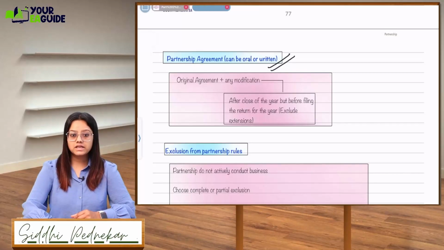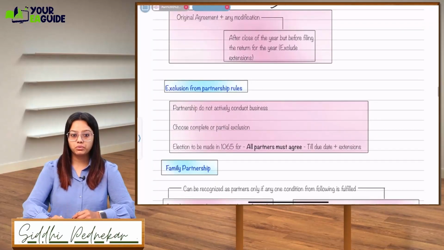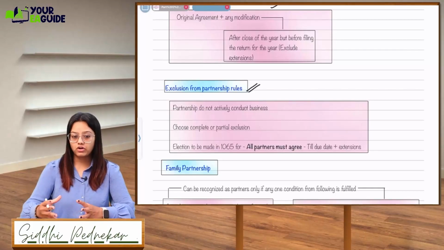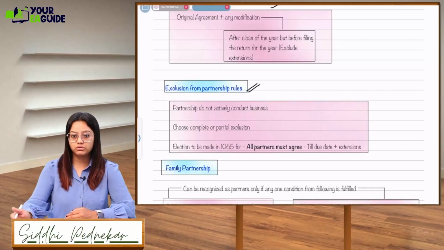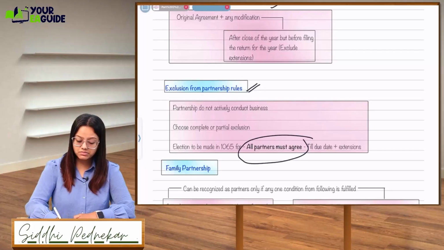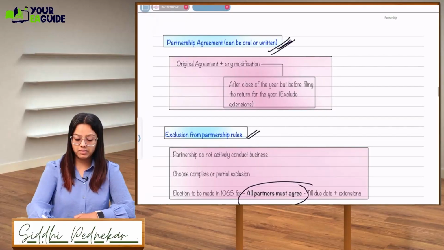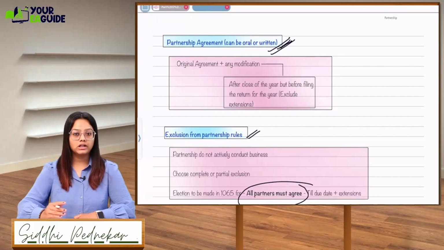Next is exclusion from a partnership rule. Let's say you are not earning profit, or you don't want to follow the partnership rule, then all the partners must agree till the due date plus extended due date. Here you can modify the agreement till the due date, not till the extended due date.